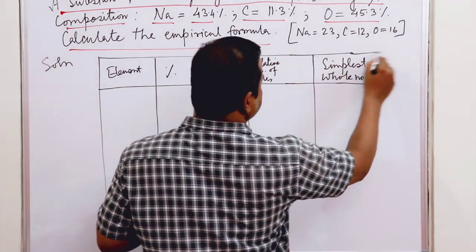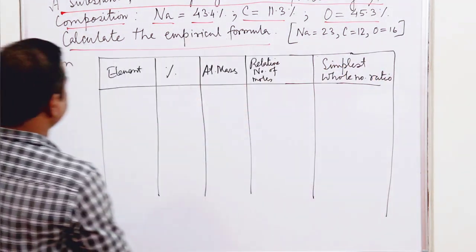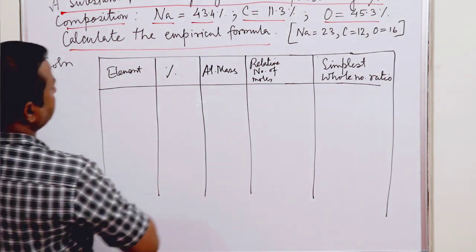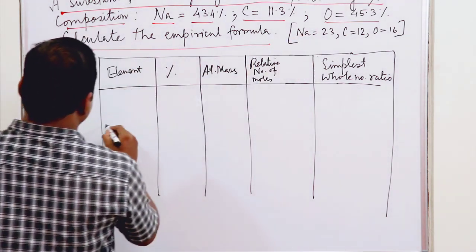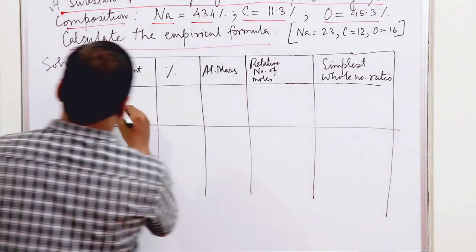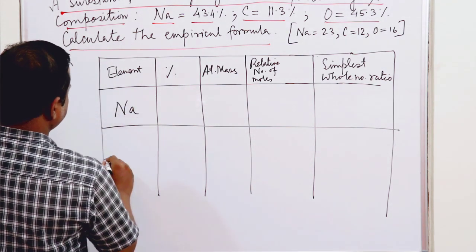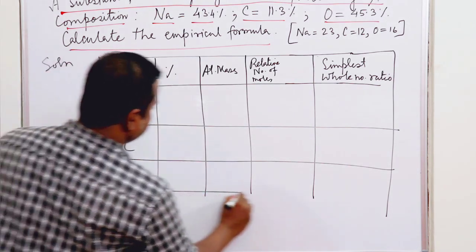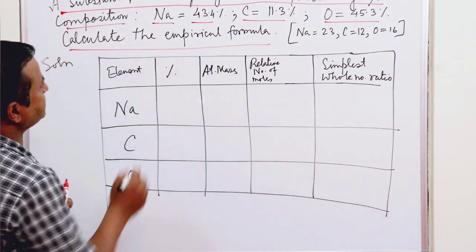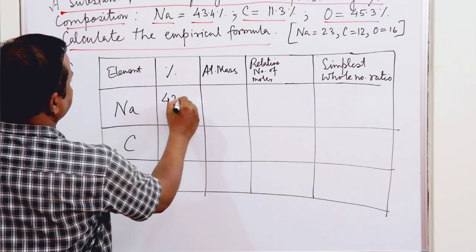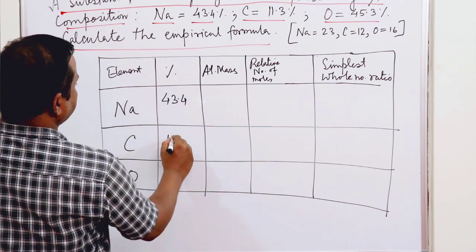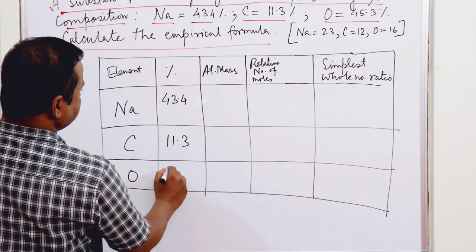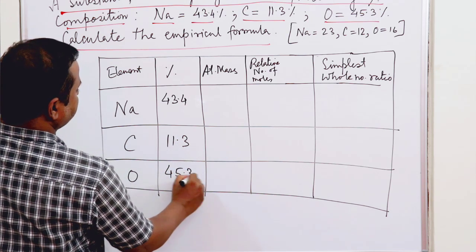So this is the box. What are the elements? There are 3 elements: sodium, then carbon, and then oxygen. So let's try to solve. The percentages are sodium 43.4, carbon 11.3, and oxygen 45.3.